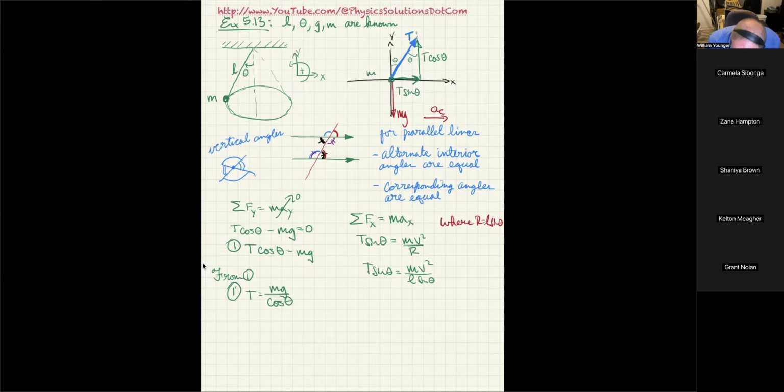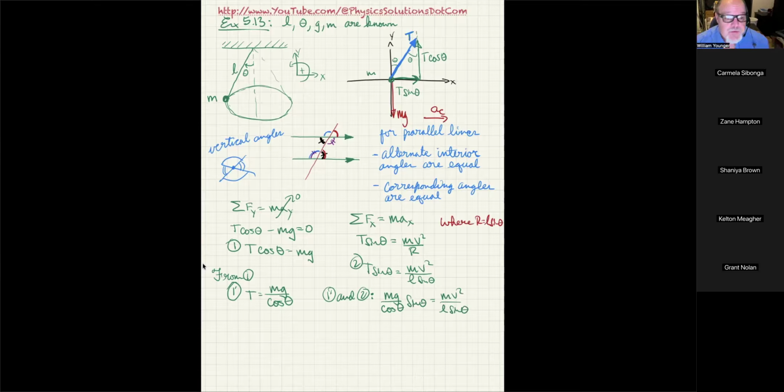And we can say 1 prime, and here's equation 2, gives us the following: mg over cosine theta times sine theta is equal to mv squared over L sine theta.